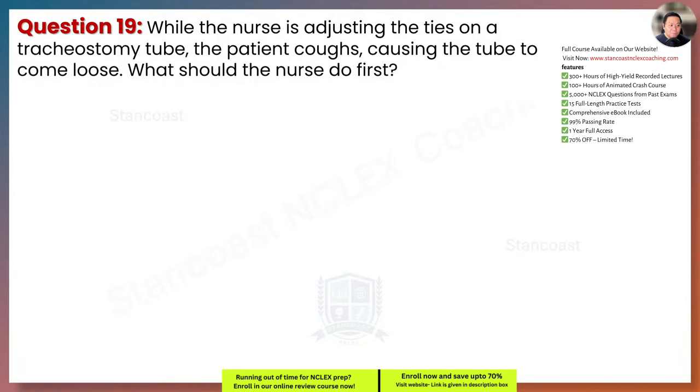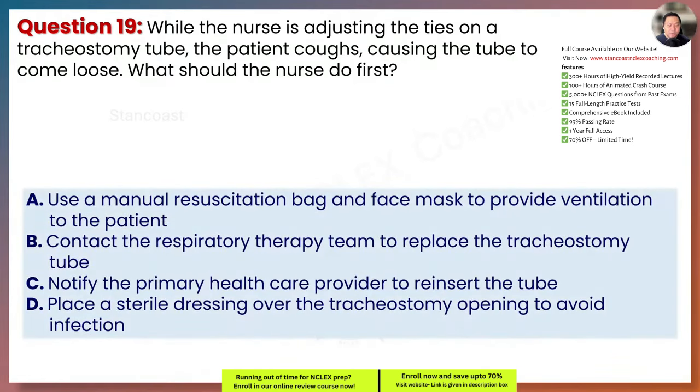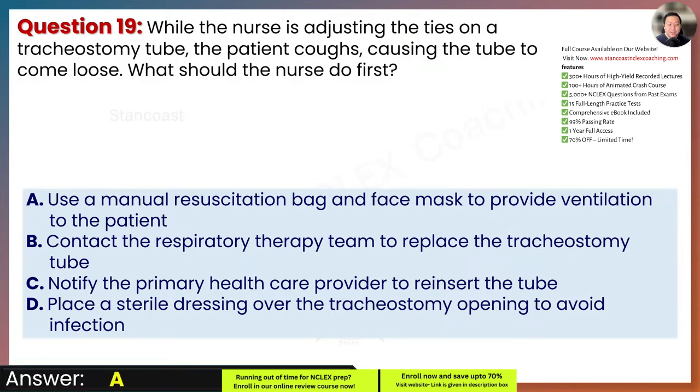19. While the nurse is adjusting the ties on a tracheostomy tube, the patient coughs, causing the tube to come loose. What should the nurse do first? Options: A, use a manual resuscitation bag and face mask to provide ventilation to the patient. B, contact the respiratory therapy team to replace the tracheostomy tube. C, notify the primary healthcare provider to reinsert the tube. And D, place a sterile dressing over the tracheostomy opening to avoid infection. The answer is letter A.